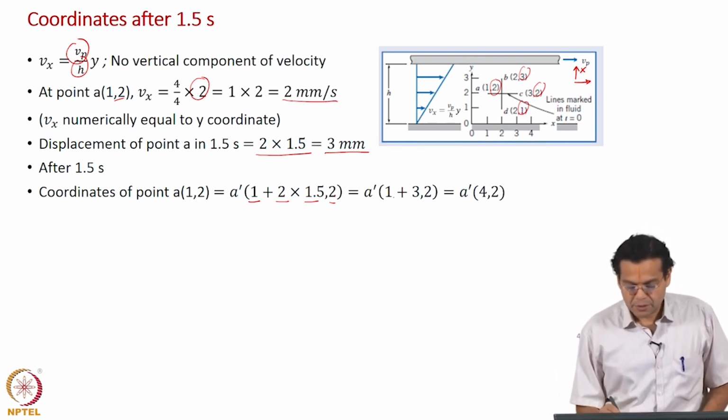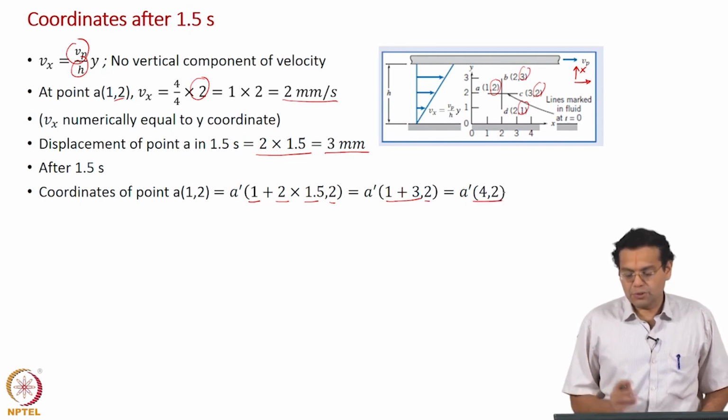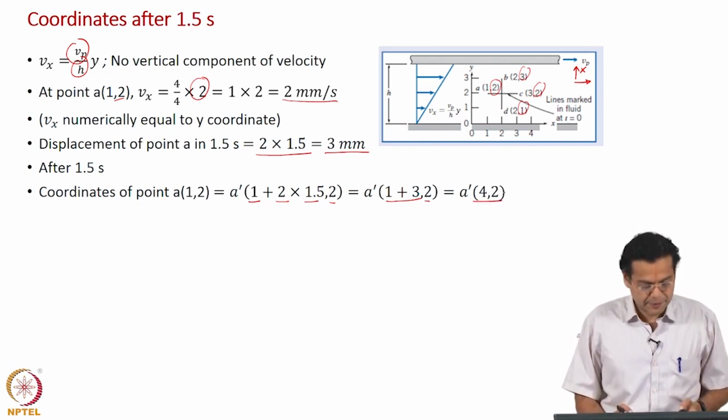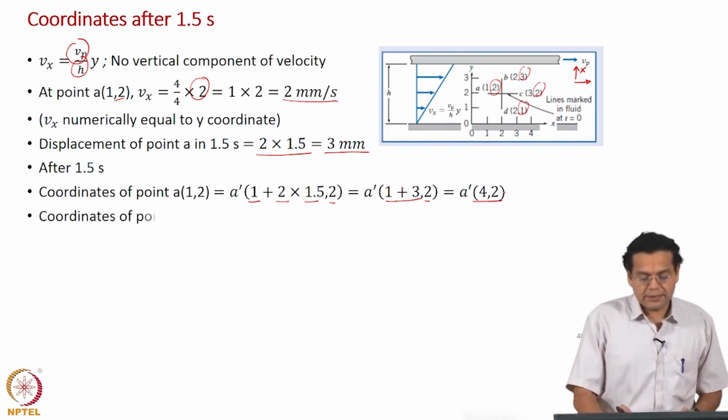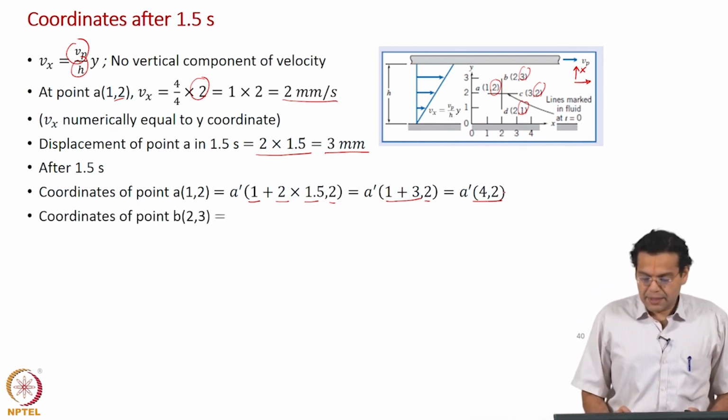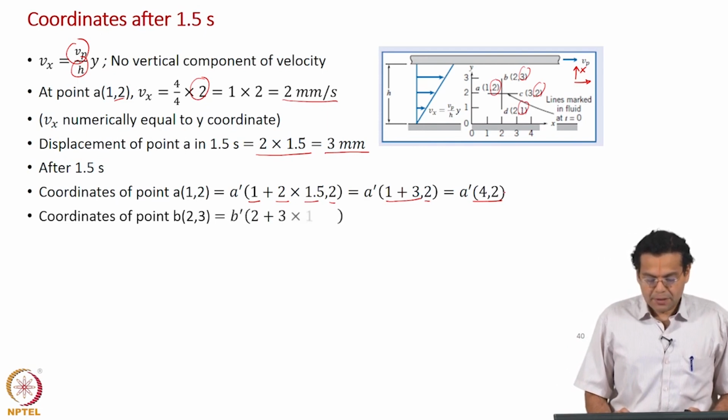Okay. So, 1 plus 3 comma 2 gives you 4 comma 2. So, the new coordinate of A dash is 4 comma 2. Okay. Now, let us repeat this for the other points. B is 2 comma 3.